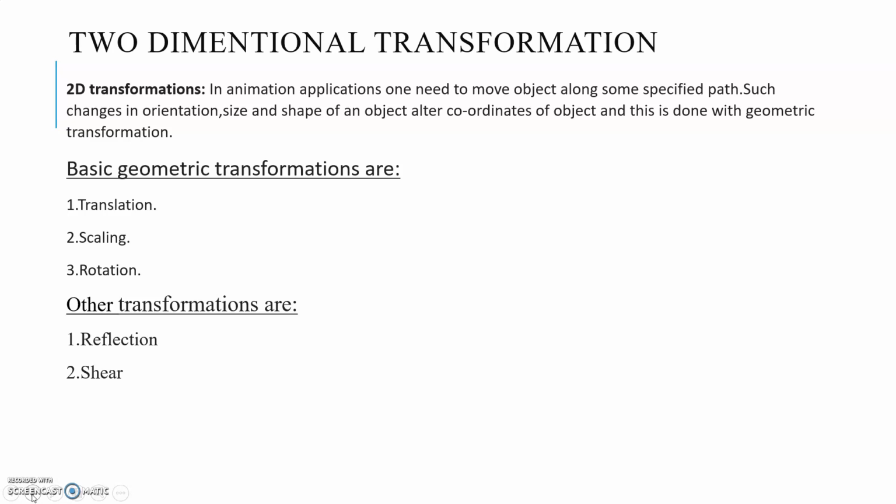2D transformation. In animation applications, one needs to move an object along some specified path. Such change in orientation, size and shape of an object alters the coordinates of the object, and this is done with geometric transformation. Basic geometric transformations are translation, scaling, rotation. Other transformations are reflection and shear.